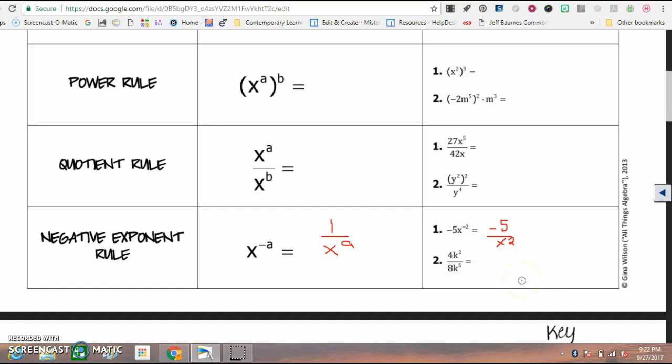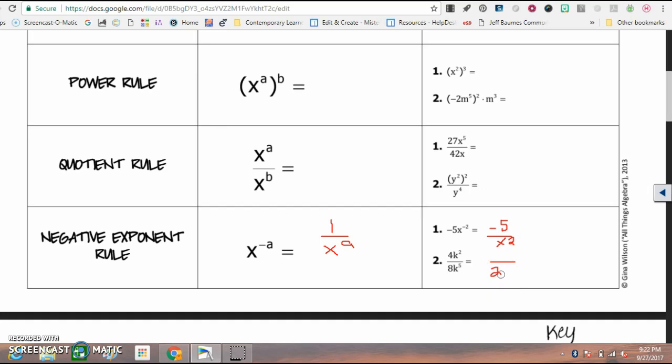This next one, we have 4k squared over 8k to the 5th. So let's simplify the coefficients first. 4 and 8 both share a common factor of 4. So if I divide 4 by 4, I just get 1. If I divide 8 by 4, I get 2. So I'm going to write the 2 underneath. And I'm not going to write the 1 quite yet.